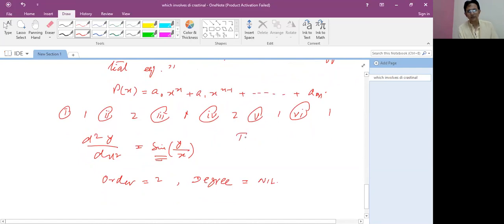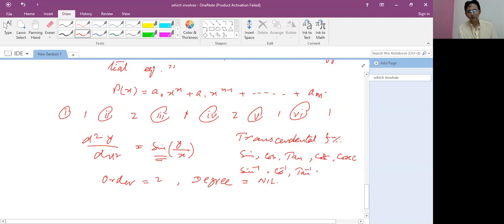Any transcendental function like sine, cos, tan, cot, cosec, sine inverse, cos inverse, tan inverse, cot inverse, cosec inverse, log, ln, exponential function. These are called transcendental functions. So if a transcendental function is present in the given differential equation and multiplied by the variable y or x, it means it has no degree.